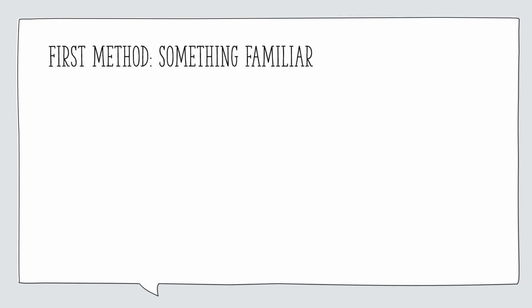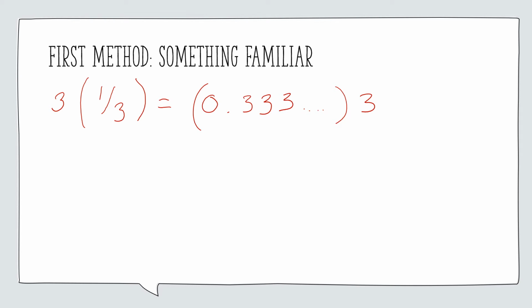So the first method relies on something a bit familiar. Recall that 1/3 is just the same thing as 0.3 repeating, or if you'll let me, I'll write it as 0.33333. Now if we take both sides of the equation and multiply them by 3, on the left-hand side, 3 times 1/3 is just 1. And on the right-hand side, if we multiply each digit by 3, we'll get 0.99999 or 0.9 repeating.